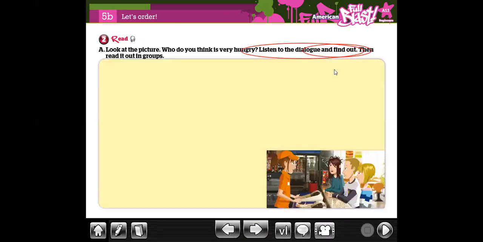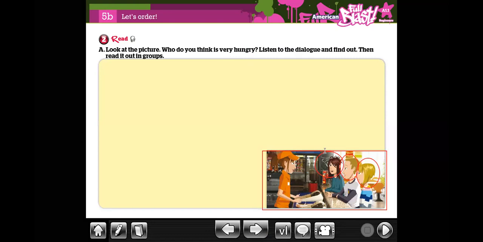Now, here we have this. Look at the picture. Who do you think is very hungry? Okay, then you're going to listen and find out. Pay attention to this. In this picture, you have four people. Well, this is the cashier, but you have this, this, and this. Who is hungry? Number one, number two, or number three? What do you think? Remember that hungry is hambriento, no?